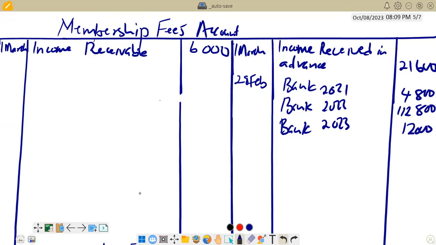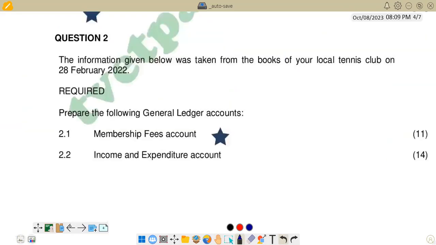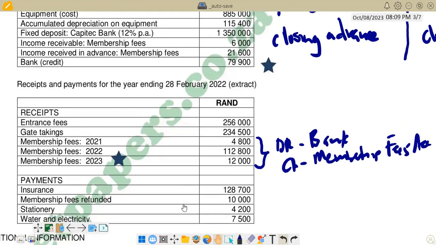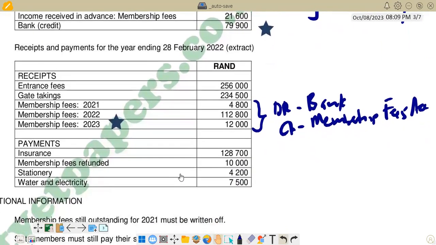And then we're going to look again for other information that is affecting this membership fees account. After our membership, we have finished in terms of the receipts. So we go to the payments and try to see what we have on payments. Right, on payments, we start with membership fees refunded. That is the first one that we have there. Membership fees refunded, this one 10,000.